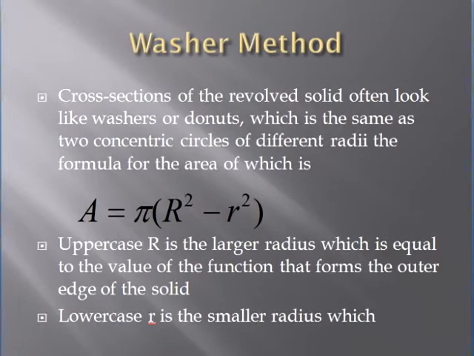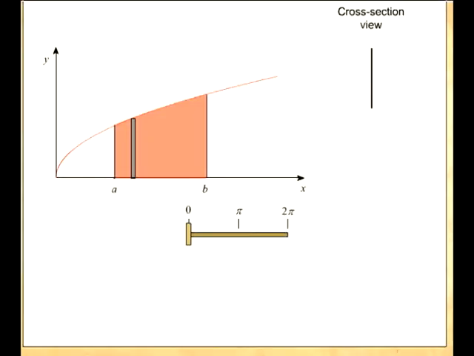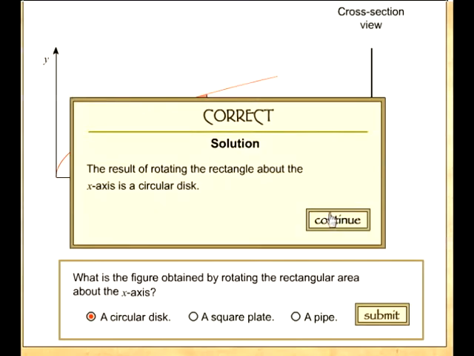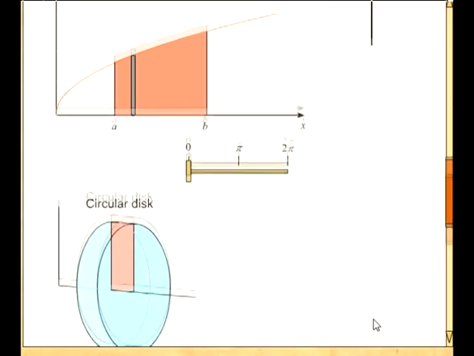Alright. The basis of the washer method is that the cross-sections of the revolved solids often look like washers or donuts, which is the same as two concentric circles of different radii. To find the area of these donuts or washers, you can use the formula given here. The uppercase R is the larger radius, which is equal to the value of the function that forms the outer edge of the solid, and the lowercase r is the smaller radius, which is the value of the function that forms the inner edge of the solid.